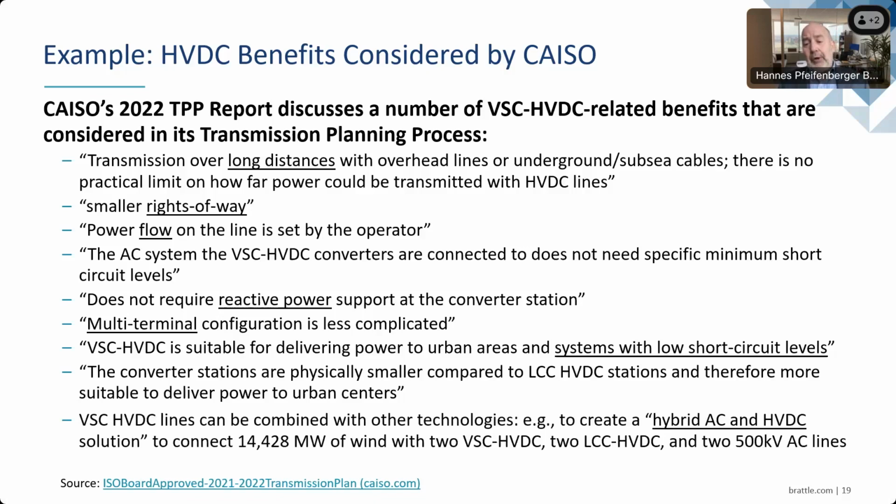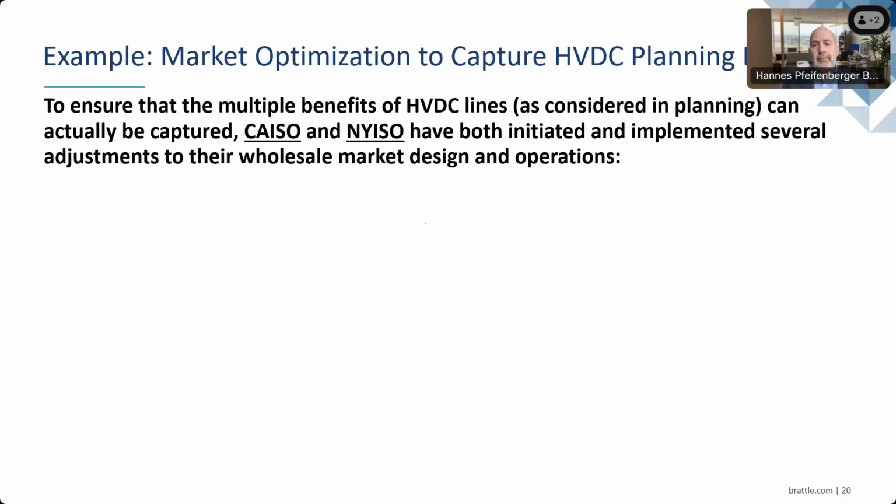CalISO has looked at a combination of AC networks and HVDC solutions to create about 14,000 megawatts of offshore wind integration with a combination of these solutions. So to take advantage of HVDC, of course, it's not just a planning exercise. It also means that operationally, the system operators need to be able to take advantage of these capabilities.